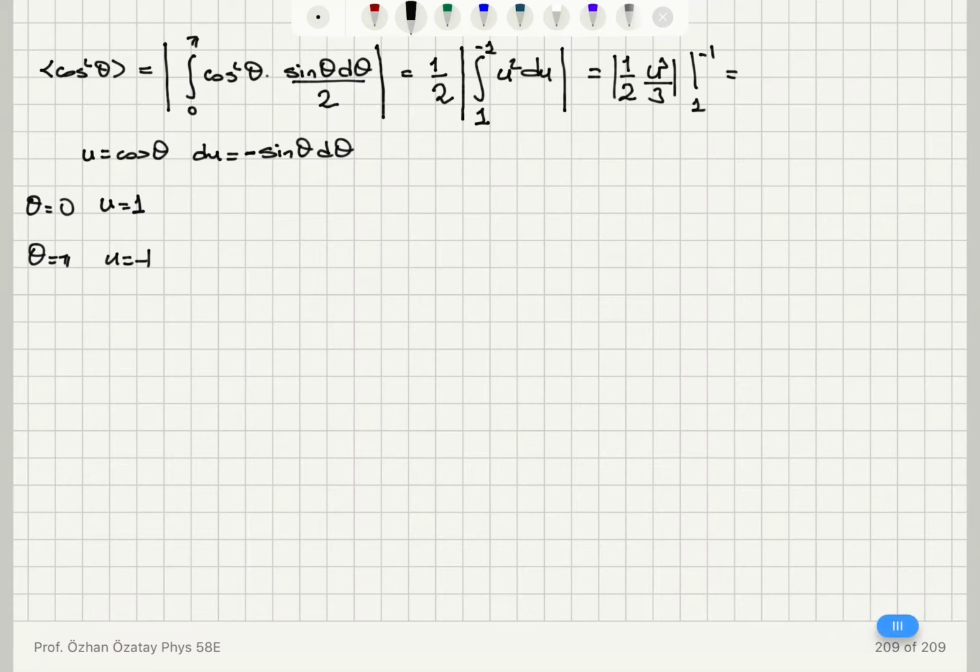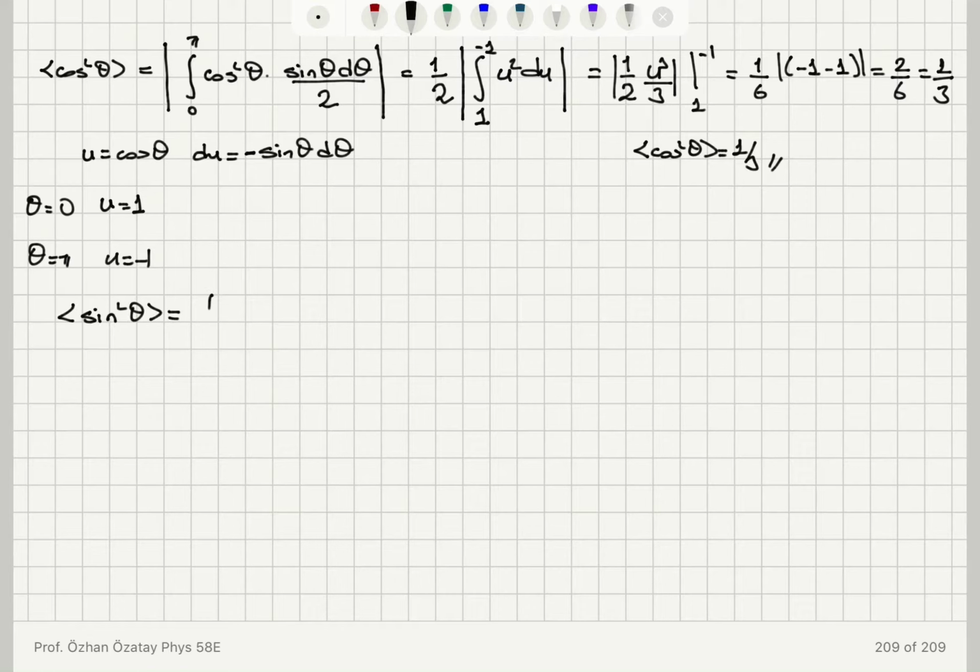So we will have 1 over 6 minus 1, absolute value. So this will give me 2 over 6, which is 1 over 3. So the average value of cosine squared theta is 1 over 3. Now let me think about the average value of sine squared theta.